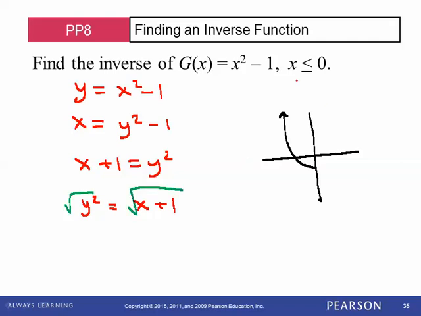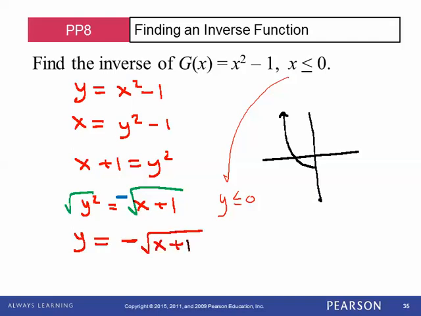And again, this whole concept of x is less than or equal to 0 now becomes y has to be less than or equal to 0. So at this point, we're just going to take the negative value of those. And so there it is. y is equal to the negative square root of x plus 1. Declare that to be the inverse function. You've got to do this step here. If you just leave it as y equals, you don't have it done because you're not declaring it to be the inverse function yet. And there it is as the final answer.